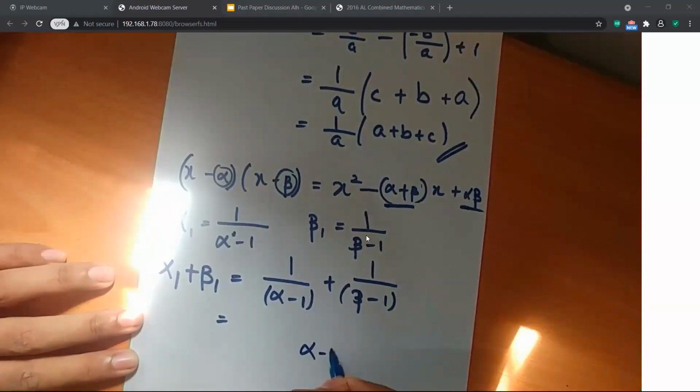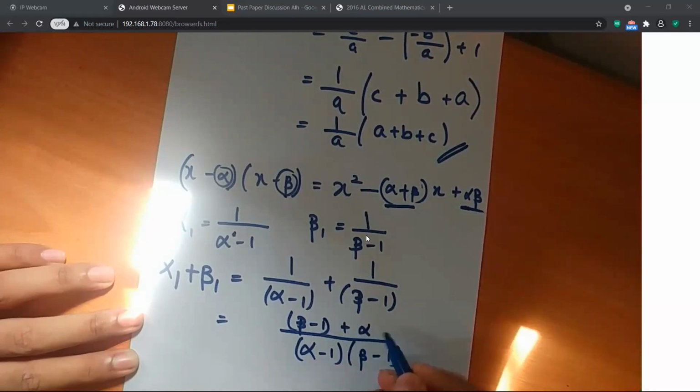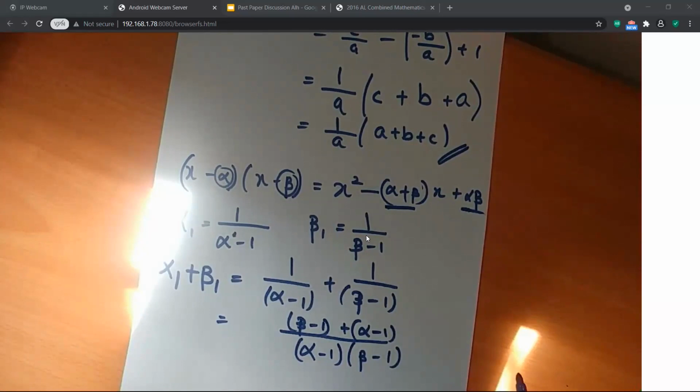When you add these two, take the common factor: alpha minus 1, beta minus 1, multiplied by beta minus 1 plus alpha minus 1. Now, what do we know? We know alpha times beta and we know alpha plus beta. So we need to make it in such a format that we can substitute. Alpha plus beta is minus b over a and alpha beta is c over a. That's what we need to do.